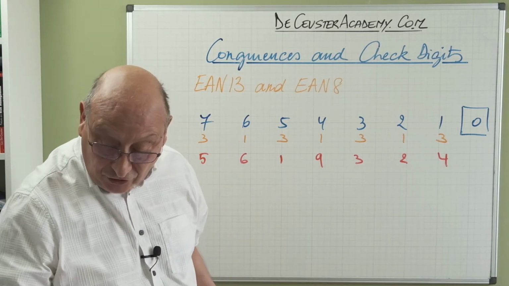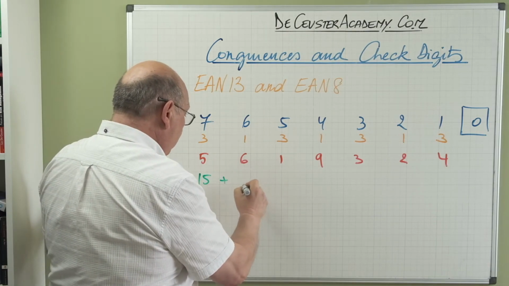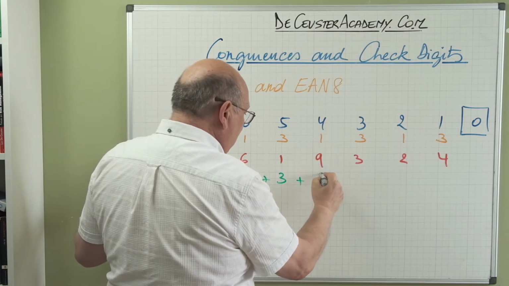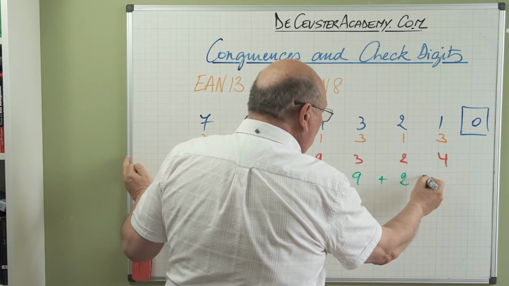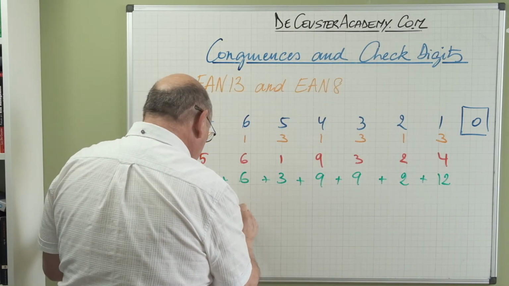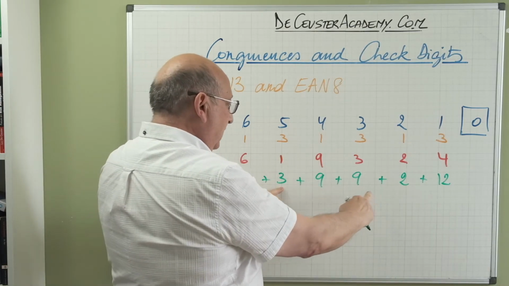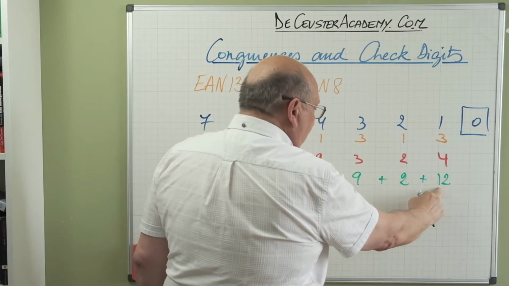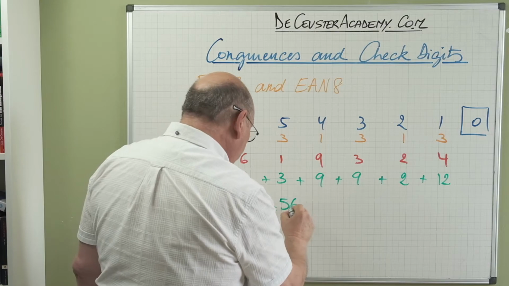But let's do the calculation here. 3 times 5 is 15, plus 1 times 6 is 6, plus 3 times 1 is 3, plus 1 times 9 is 9, plus 3 times 3 is 9, plus 1 times 2 is 2, plus 3 times 4 is 12. So in this case, the checksum is the sum of those. It's 21, 30, 33, 42, 44, 56. And we find here that the checksum is 56.